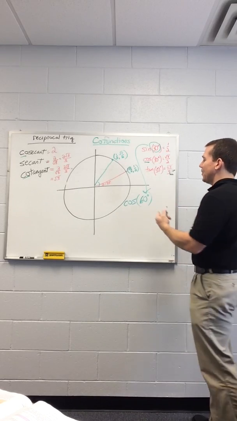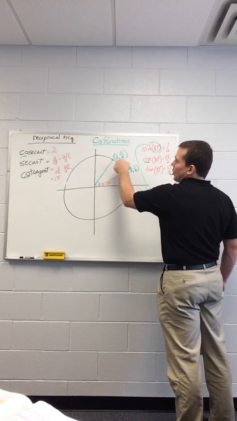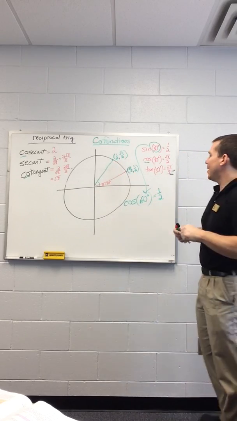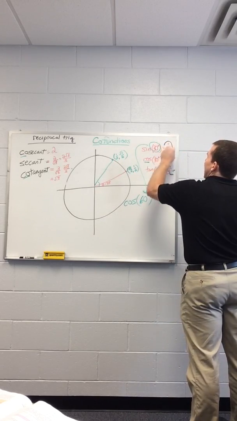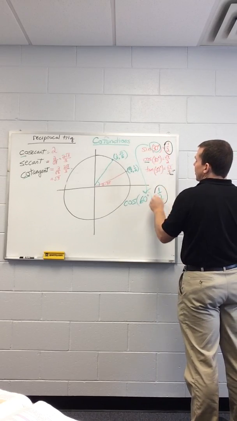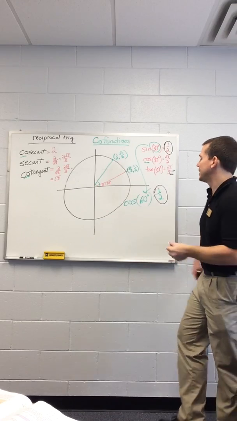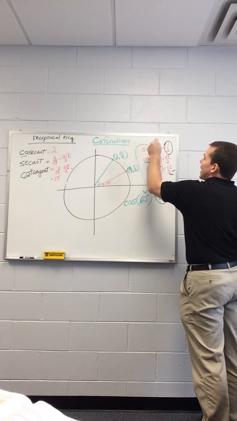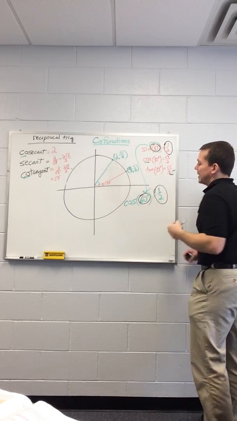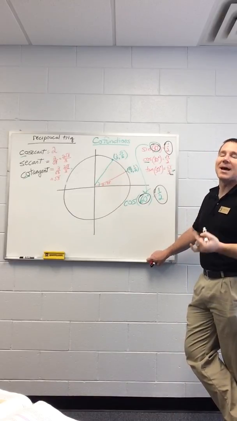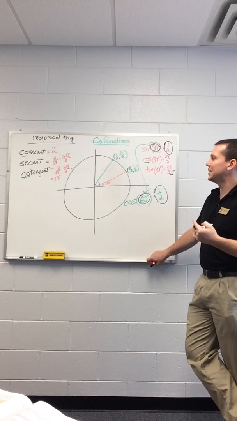And now for 60 degrees, what's cosine of 60 degrees? Cosine is the x value, which is 1/2. And now we see that sine of 30 degrees is equal to cosine of 60 degrees. That makes them co-functions. These two angles that are complementary, 30 degrees and 60 degrees, their sine and cosine are the same. That will be true for any co-functions that we have.